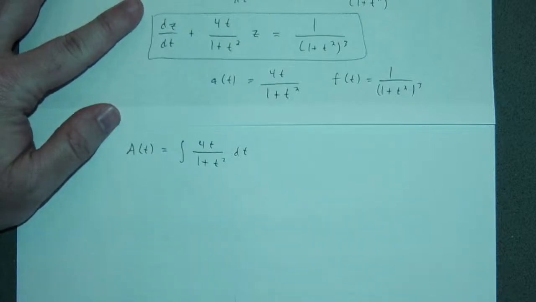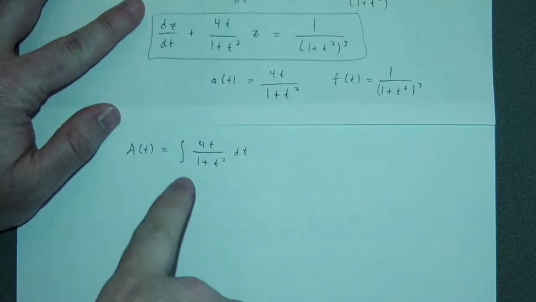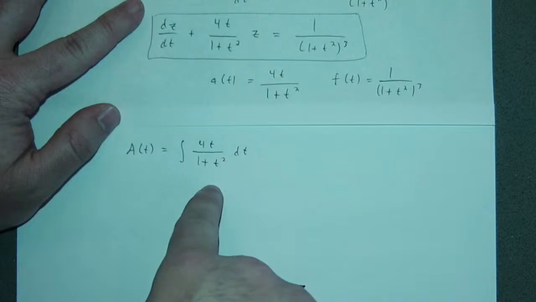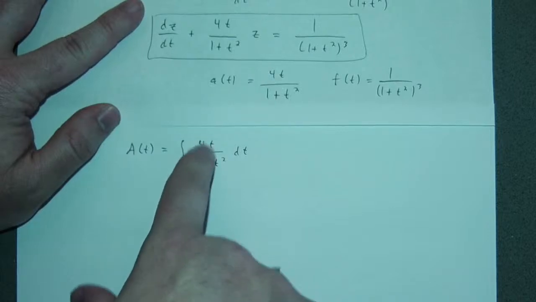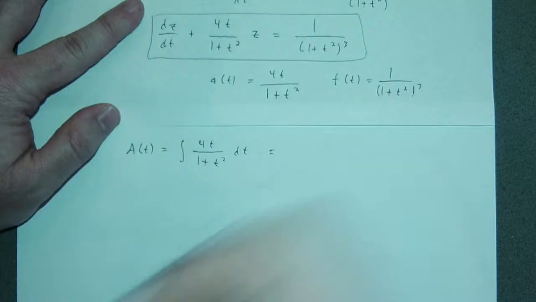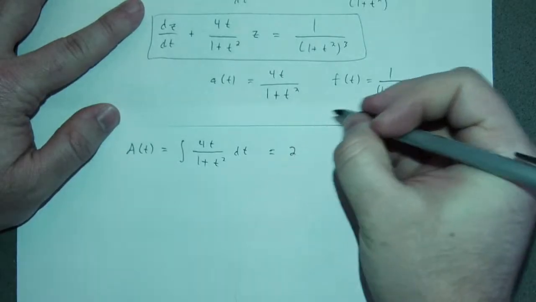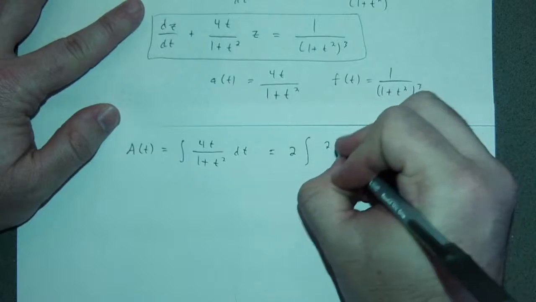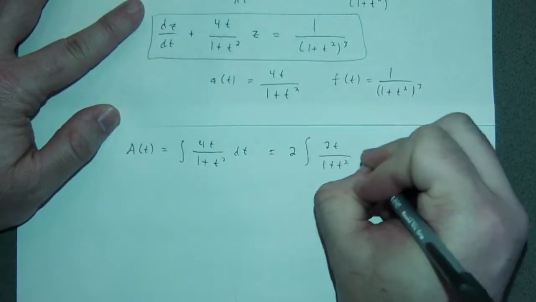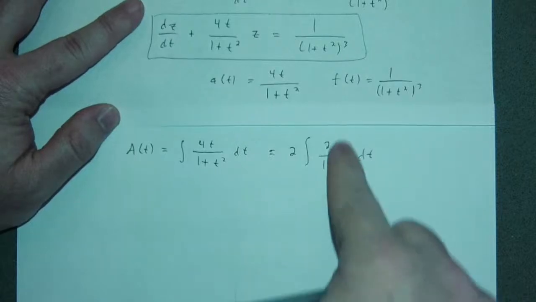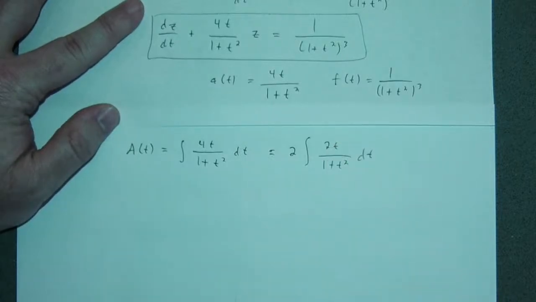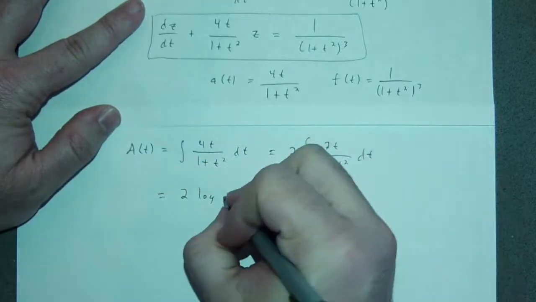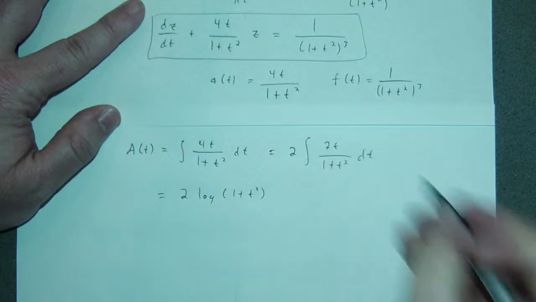So let's think. I'm going to use u sub here. U is going to be 1 plus t squared. Then du is 2t. I don't have 2t here. I have 4t. So I have an extra 2. Maybe I'll just rewrite it like this. All right, so this is 2 times 2t over 1 plus t squared dt. And through u sub, you can see that this is just 1 over u du. So this is 2 times log of 1 plus t squared.